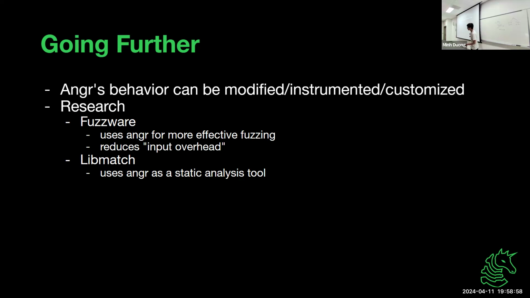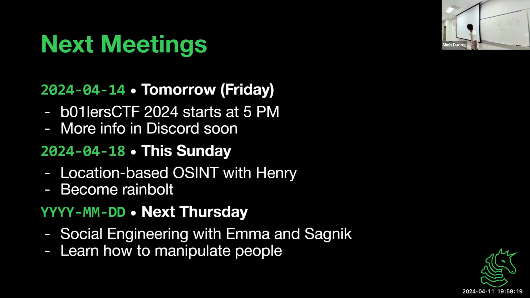Libmatch finds library functions in binaries. It doesn't even run Angr as a symbolic execution. It uses it only to do stuff like function cross-reference testing. In that case, it's like a fancy key tree to that. And yeah, so that's it.